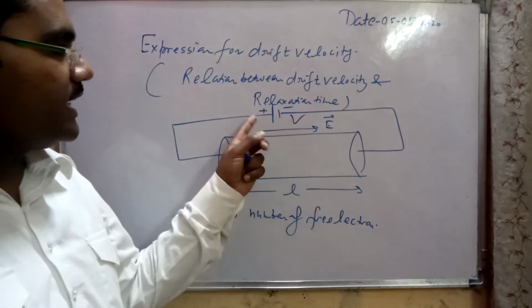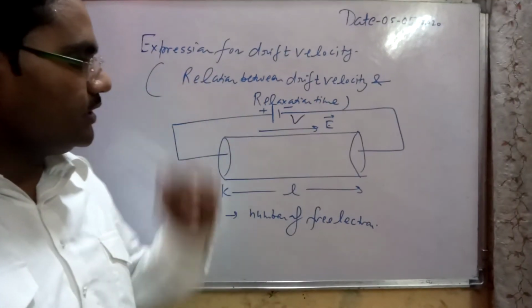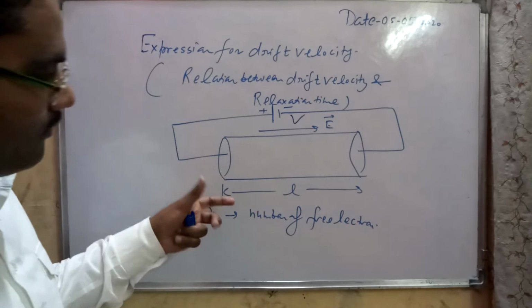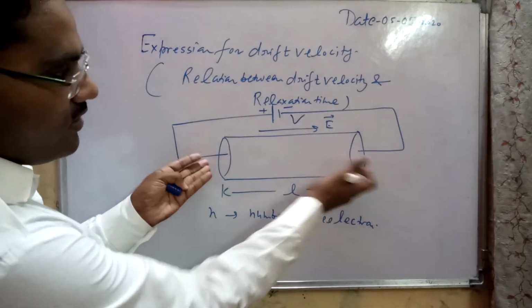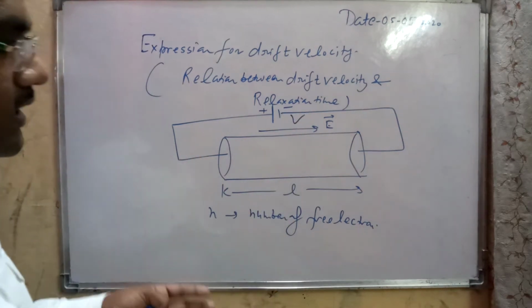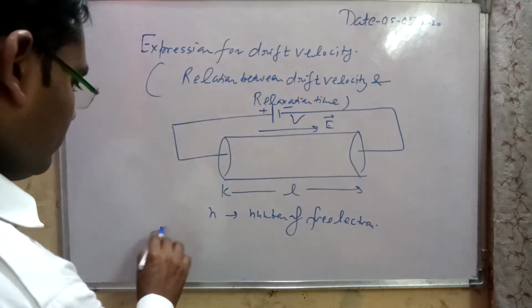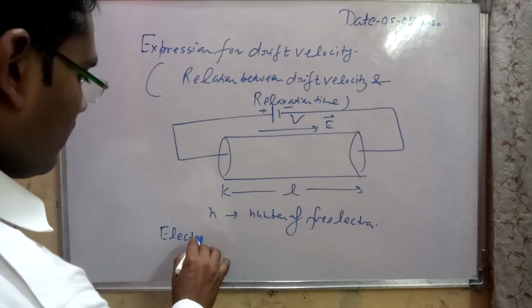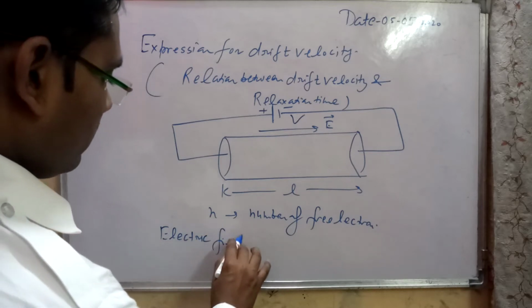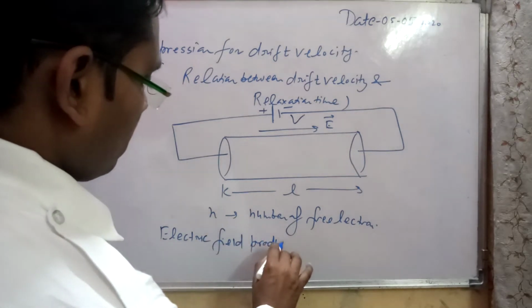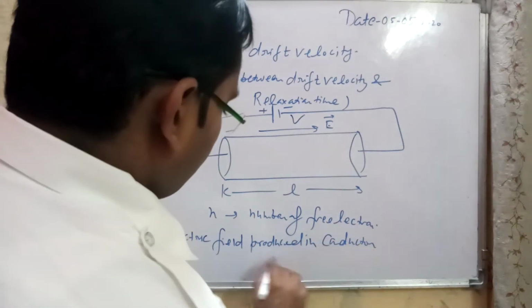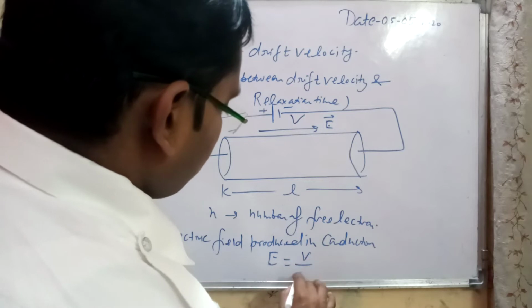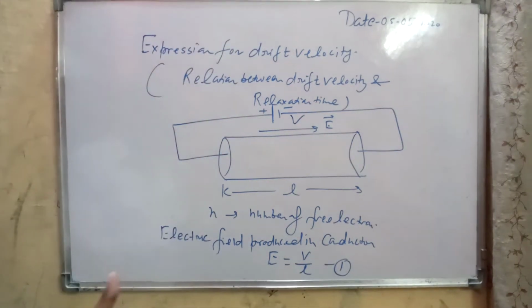The electric field is always directed from the positive terminal to the negative terminal. If L is the length of the conductor and the potential difference across the conductor is V volt, then what is the electric field? The electric field produced in the conductor is equal to V by L. This one is equation number 1.